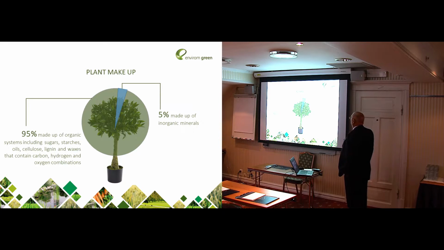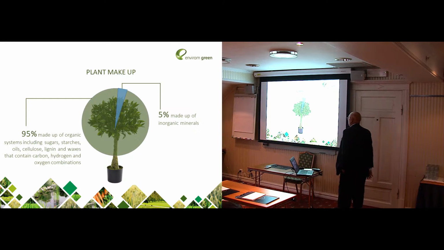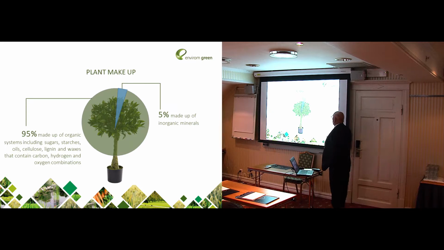Okay, let's break down the plant. If you broke it down and chemically analyzed it, 95% of it is going to be made of organic systems, including sugar, starches, oils, cellulose, lignans, waxes, and all the stuff that goes into that plant. Only 5% is inorganic matter. And the farming industry is focused on that 5%. If I increase it 100%, you only get a 5% effect on the plant. If I focus on the 95%, I'm going to get a 95% effect. That's what we're focusing on, not over here, although it's important.